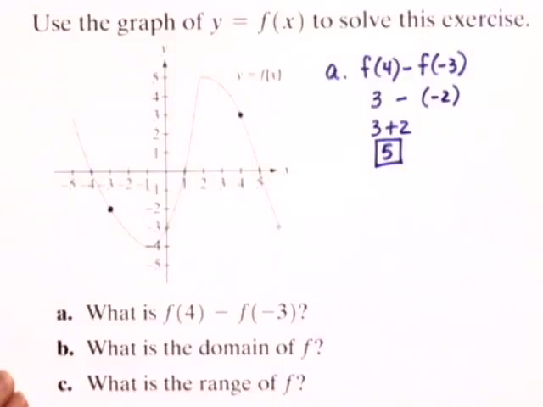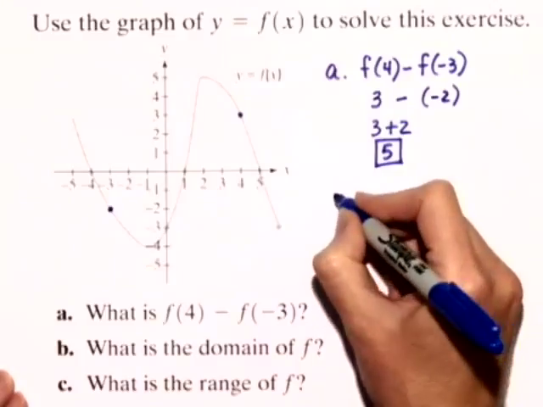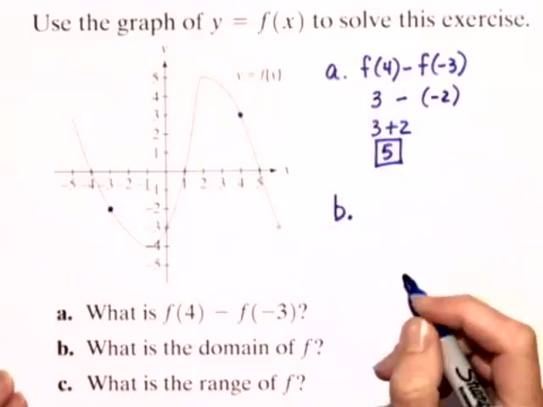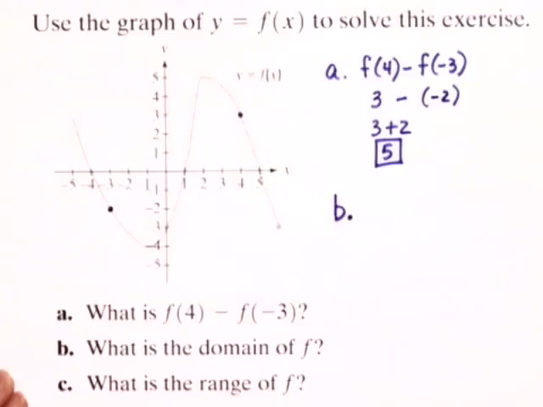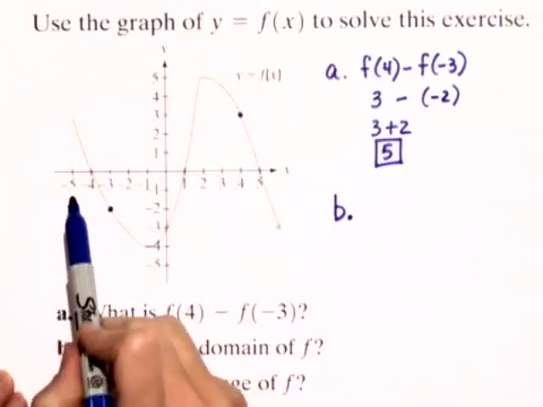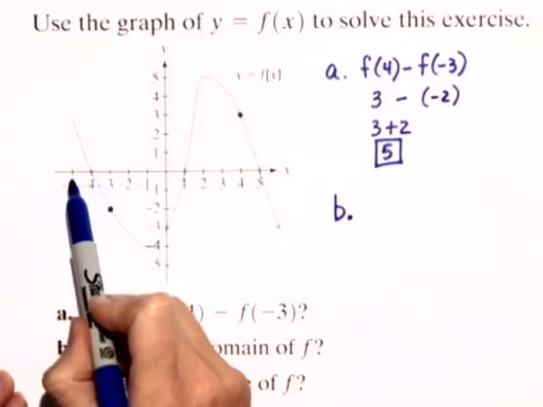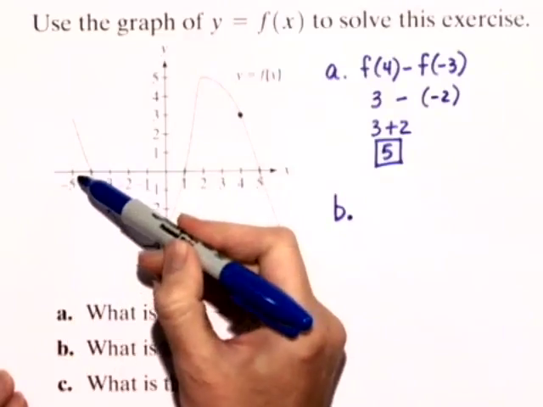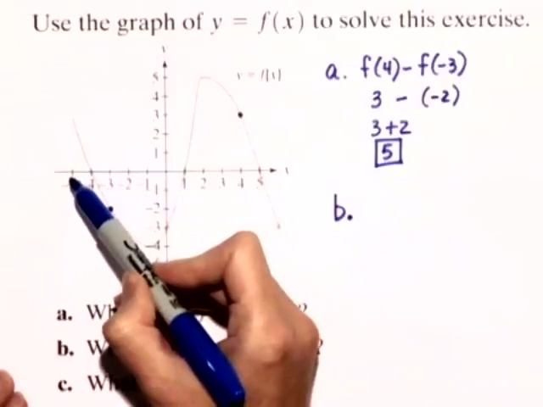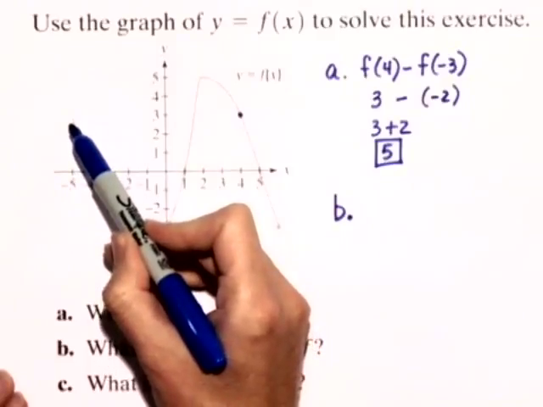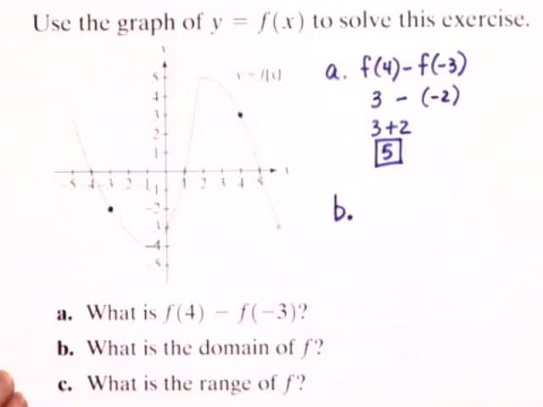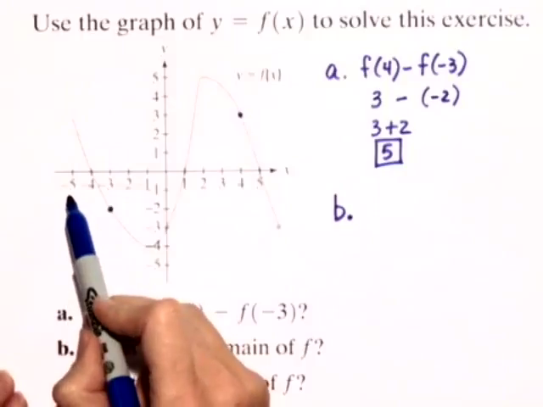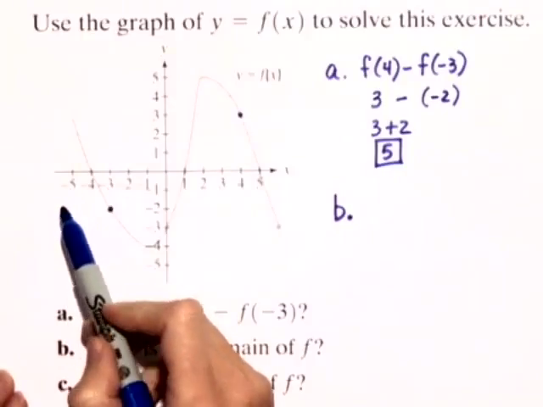What is the domain of f? Remember, in part B, the domain is simply any x values that can be inputs for the graph. Well, let's look. The very lowest x value that I have, the furthest to the left on the graph, is really almost until I get to negative 5. Because if I look up on the graph, there's an open circle at negative 5. So x does not actually take on the value of negative 5.